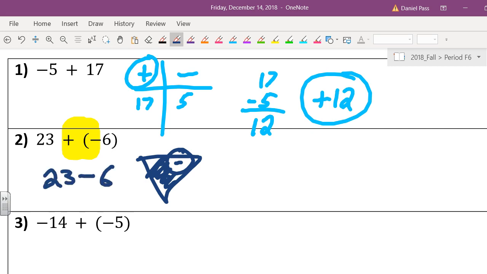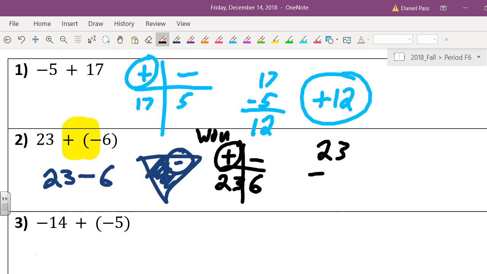Okay, now what? Now you do your good guys, bad guys chart, and you put negative 6 under the bad guys and 23 under the good guys. And then you see the good guys won. And then you do your math, which is 23 minus 6, and you will get 17. Okay, and good guys won, so it's positive 17. Let's give her a hand.